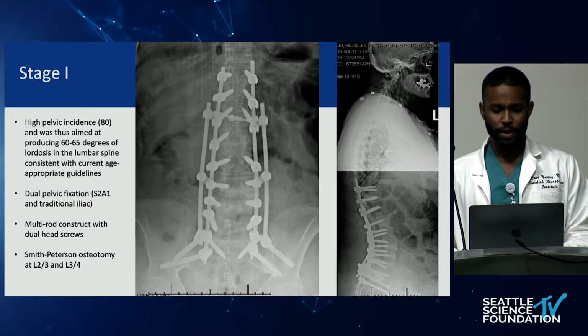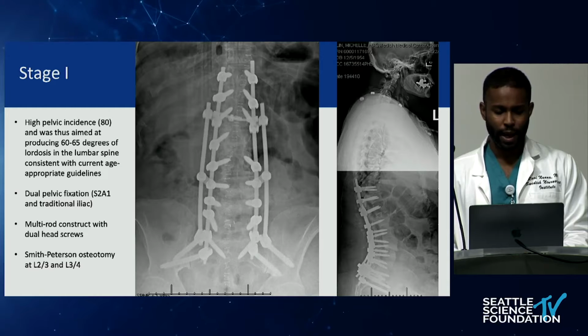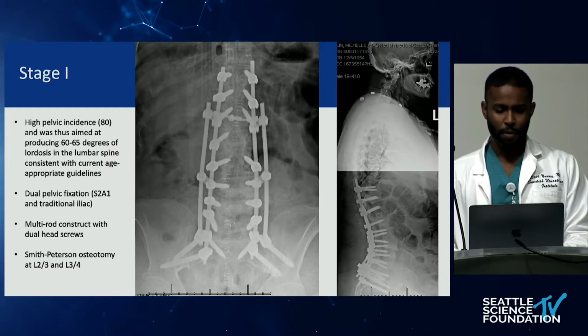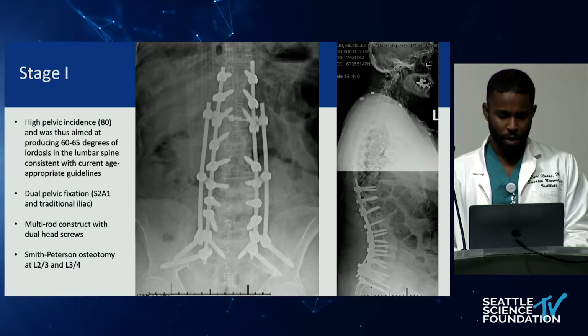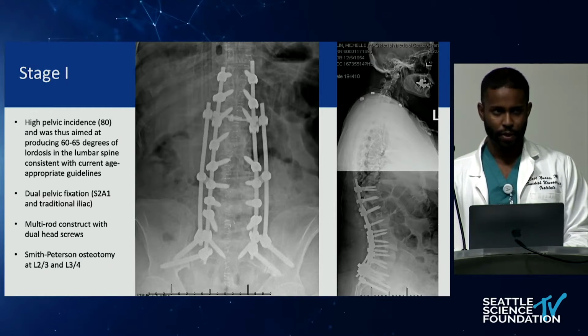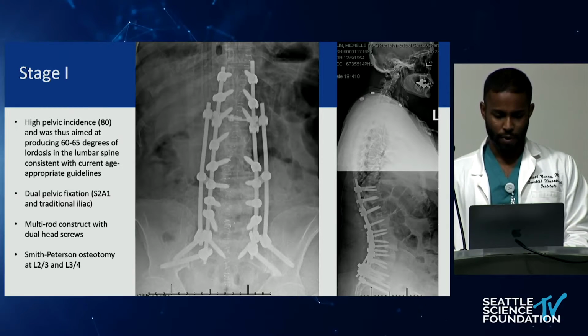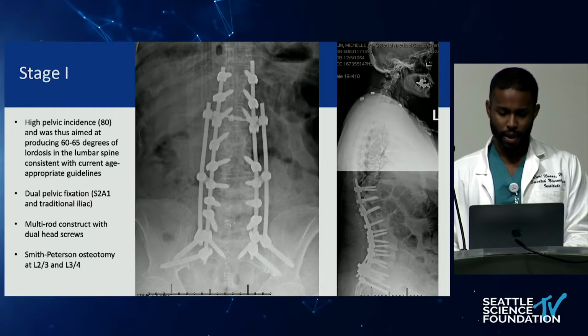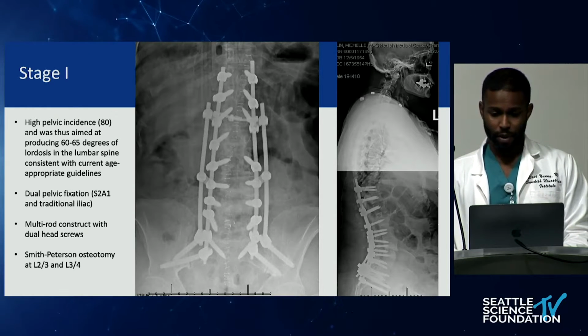We also placed dual pelvic fixation with S2AI screws and traditional iliac screws, and we used a multi-rod construct with dual head screws proximally. We also performed a Smith-Petersen osteotomy at 2-3 and 3-4 just to be able to get more lumbar lordosis at those levels. And as you can see here, she corrected pretty nicely from the posterior approach.